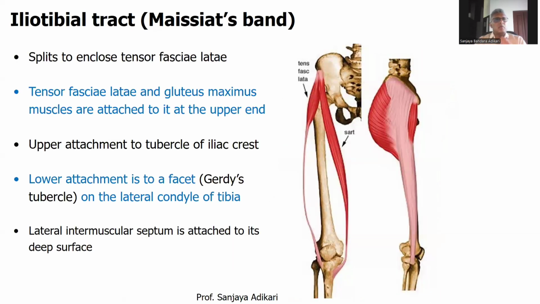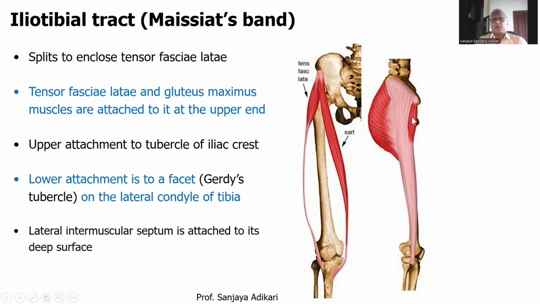Then a few things about the iliotibial tract. I already said that it splits to enclose the two muscles, tensor fasciae latae and gluteus maximus muscles. It not only encloses the two muscles, they are inserted into the iliotibial tract, the thickening of the fascia lata. So the two muscles are inserted into the iliotibial tract.